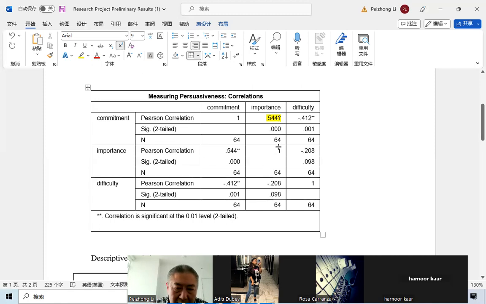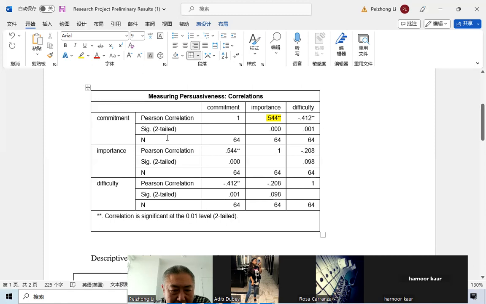What does that mean? That means that this number is not due to chance. It's not due to luck. There's a real correlation between commitment and importance. So between commitment and importance, reliable. These two measures of the persuasiveness, they give you consistent results.